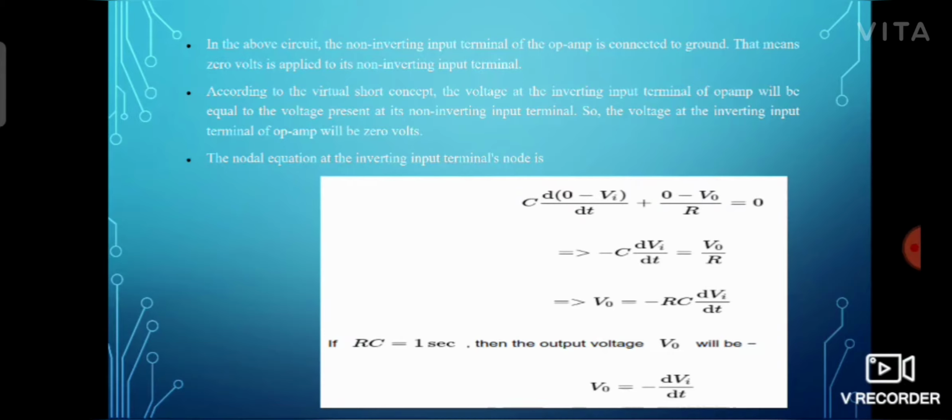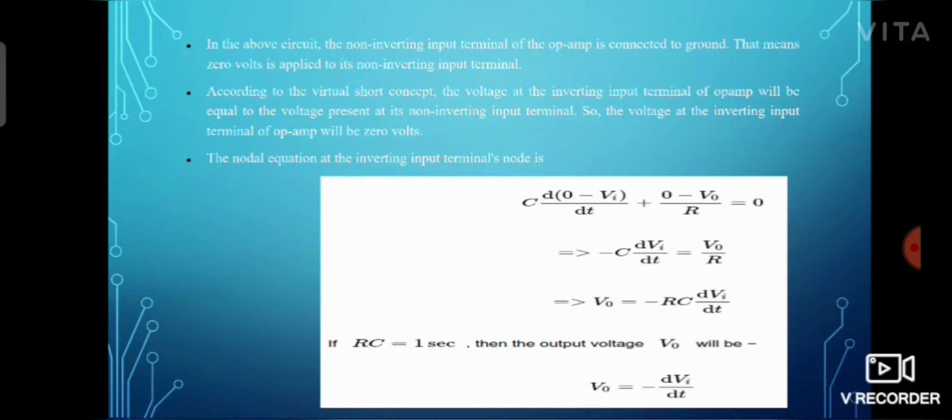The nodal equation at the inverting input terminal node is C d(0 minus Vi)/dt plus (0 minus V0)/R equals 0, which gives minus C dVi/dt equals V0 by R.